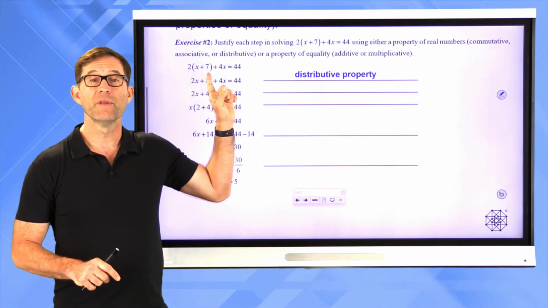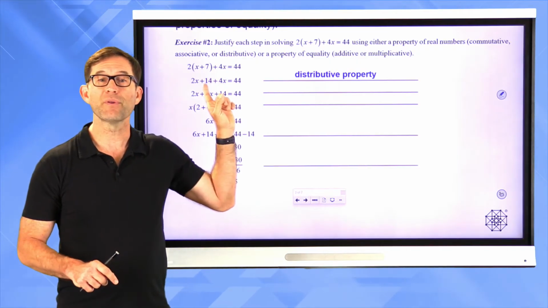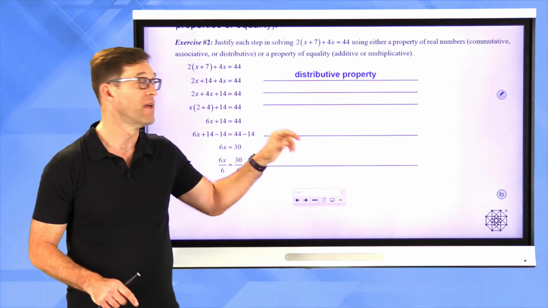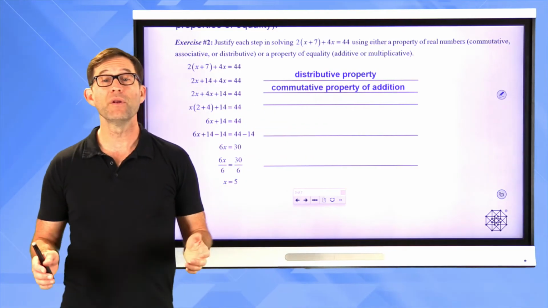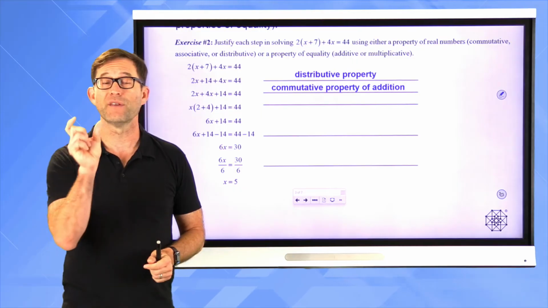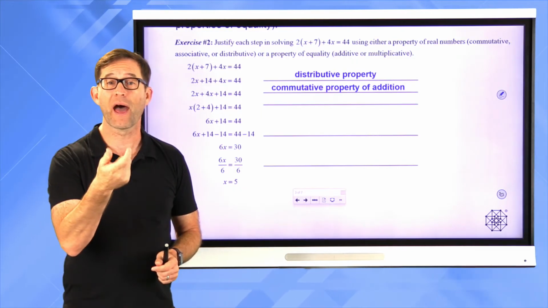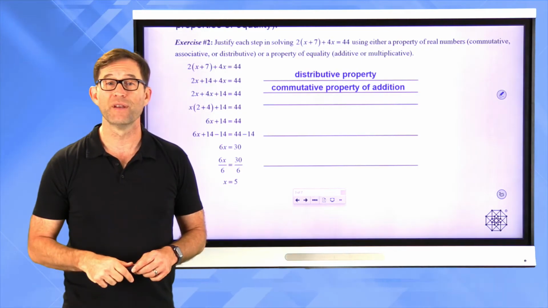Now, as we go from this line down to this line, what we see is simply that 14 plus 4x has become 4x plus 14. That is, of course, the commutative property of addition: the idea that if we take two things that are being added and we reverse the order in which they're added, that is the commutative property of addition.